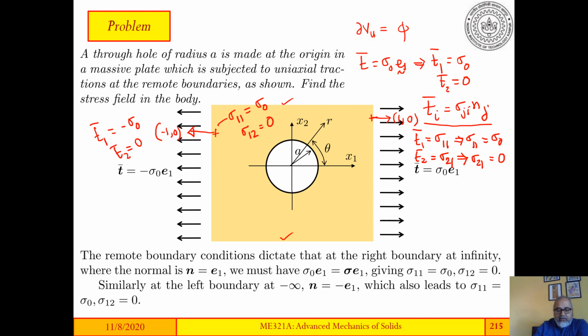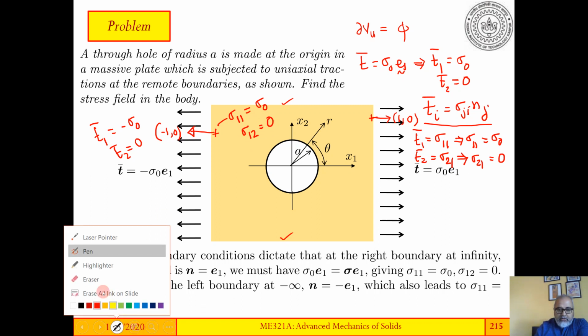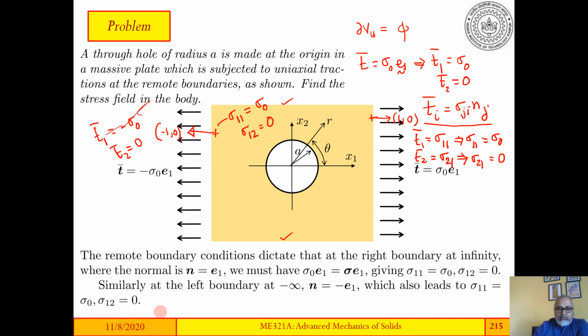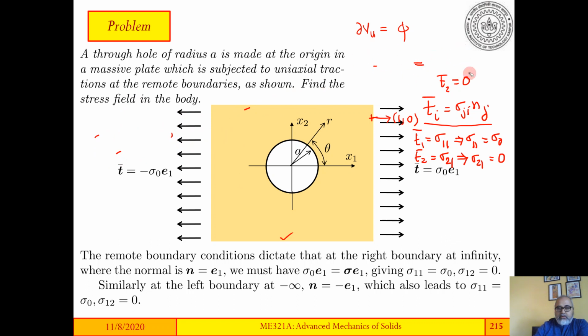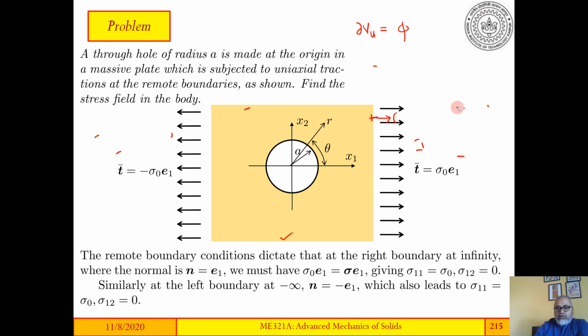Okay, so let me erase this. So as we go far away from the hole, in other words, as r tends to infinity, we must have sigma 11 equal to sigma naught, sigma 12 equal to 0 for this problem.